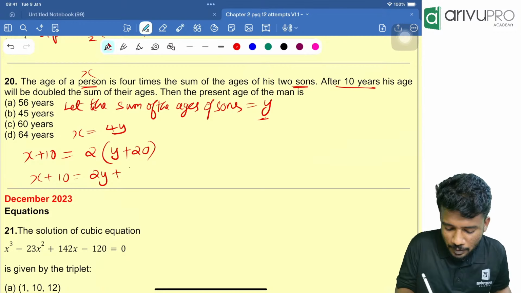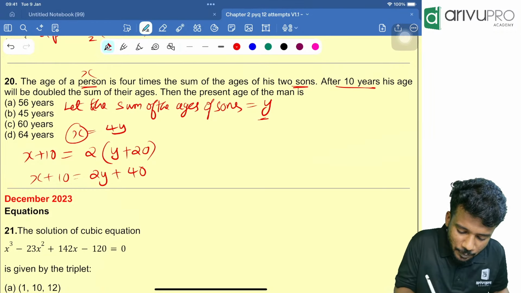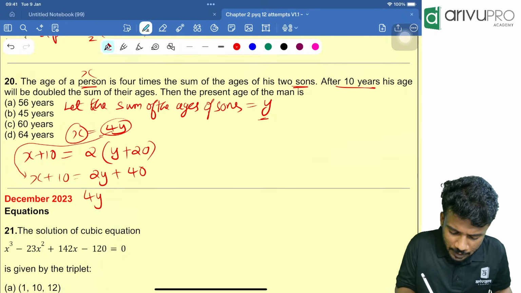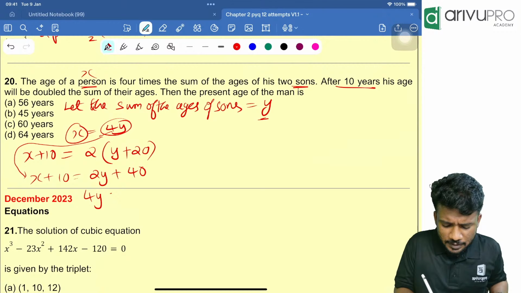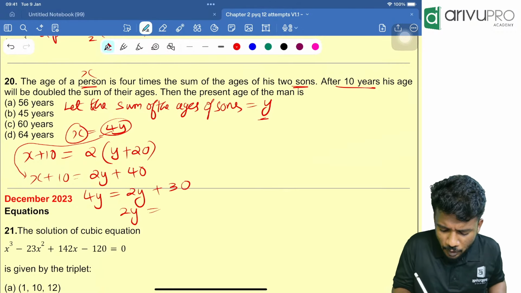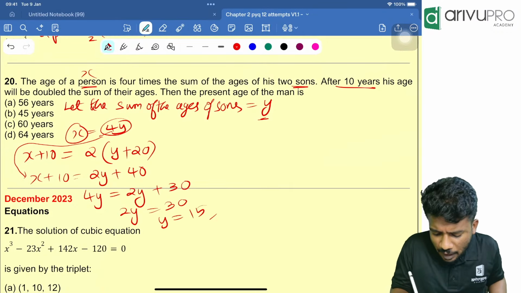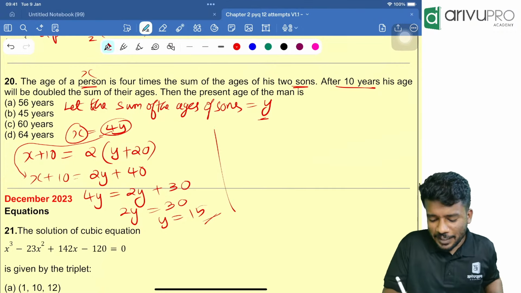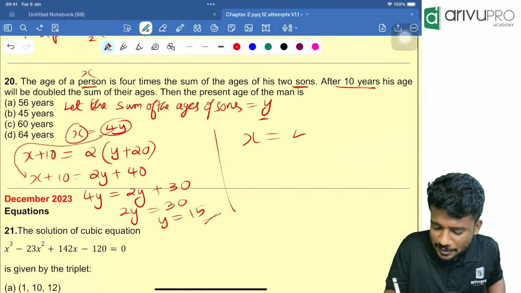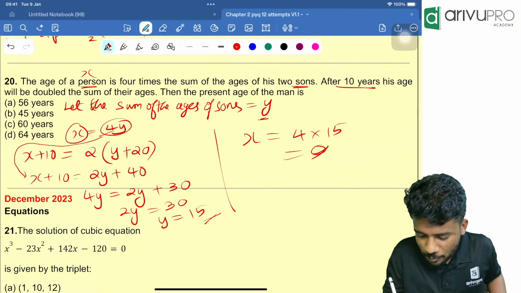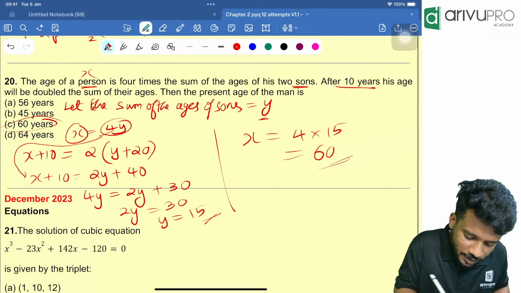Instead of x, you will put 4y. So substitute 4y over here. So 4y plus 10. So 10 goes to the other side, which is equal to 2y plus 30. So 2y is equal to what? 2y is equal to 30. Y is equal to 15. How did it become 2y? 4y minus 2y is 2y itself. So y is equal to 15. Now we need to find the value of x. X is 4 into y, that is 4 into 15, which is 60. Option C is your answer.